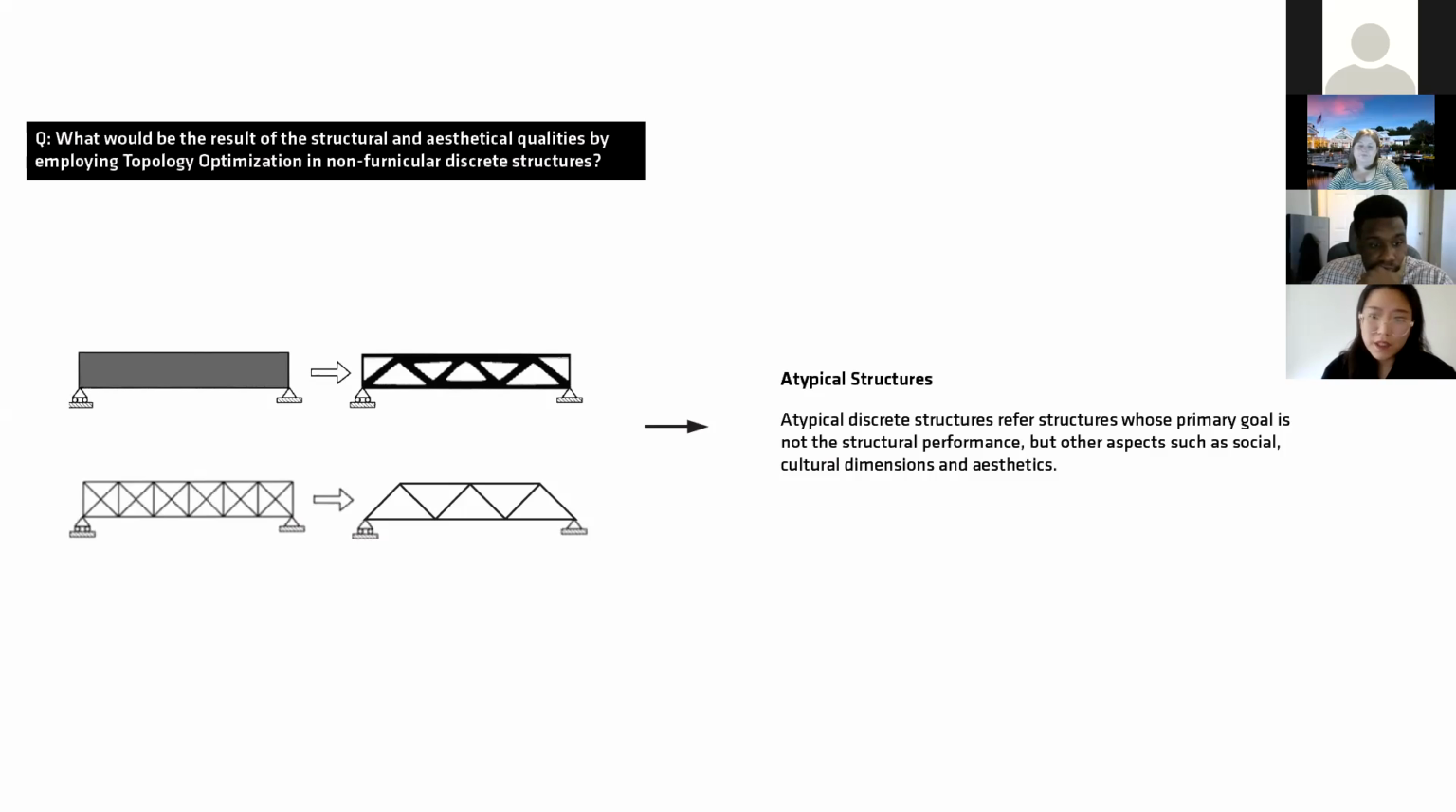After researching the applications of topology optimization on discrete structures, I realized that the majority of applications are limited to the design of funicular structures. And this begs the question: what happens if we want to apply topology optimization to non-funicular, atypical structures? For example, when structures are exposed so that they become a part of the aesthetic scheme, then the design of those structures is not primarily interested in structural performance. I call these types of structures atypical structures.